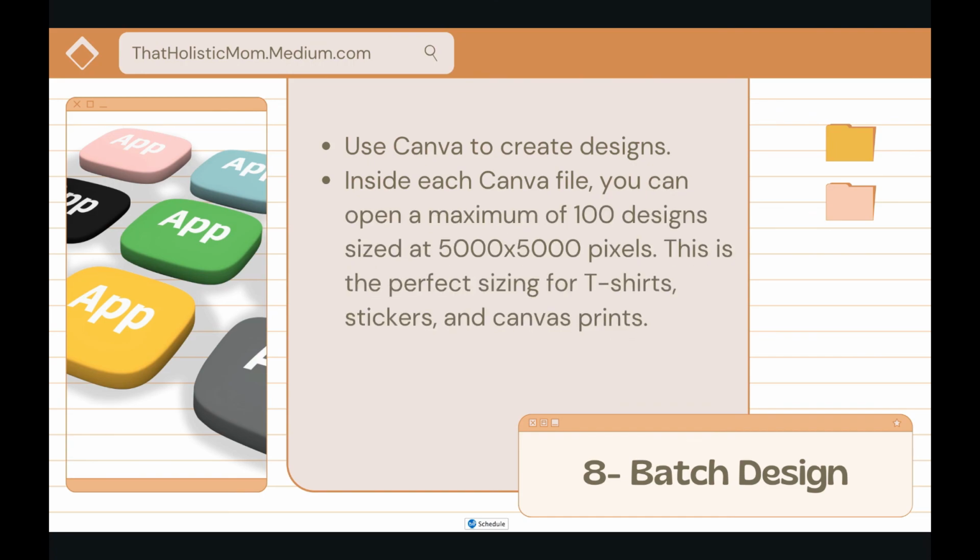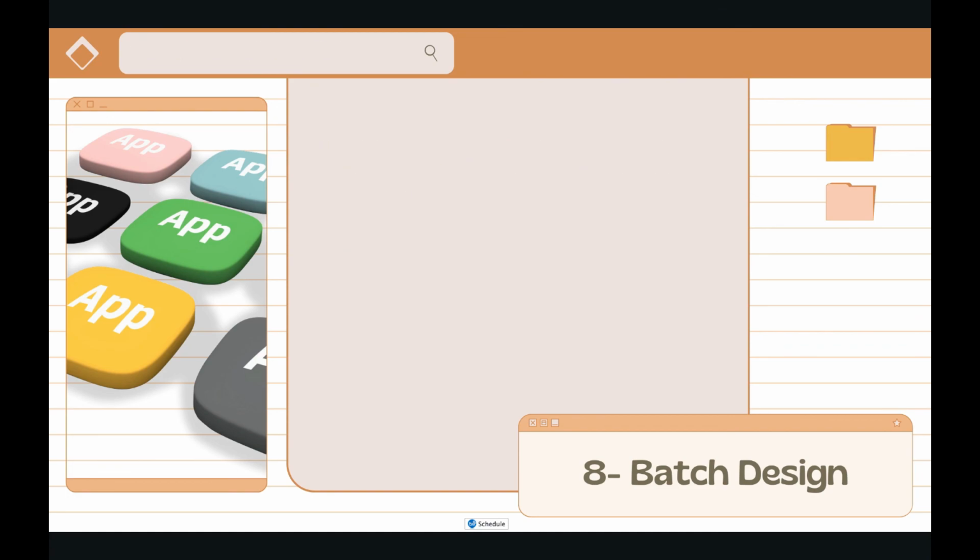Step 8, and the last step, is batch design. Batch designing is super important. It helps you stay on top of the competition. It helps you stand out among the crowd. So what you could do is start off by using Canva to create designs. Inside each Canva file, you can open a maximum of 100 designs that are each a size of 5,000 by 5,000 pixels. Why? Because this is the perfect size for t-shirts, stickers, and canvas prints.